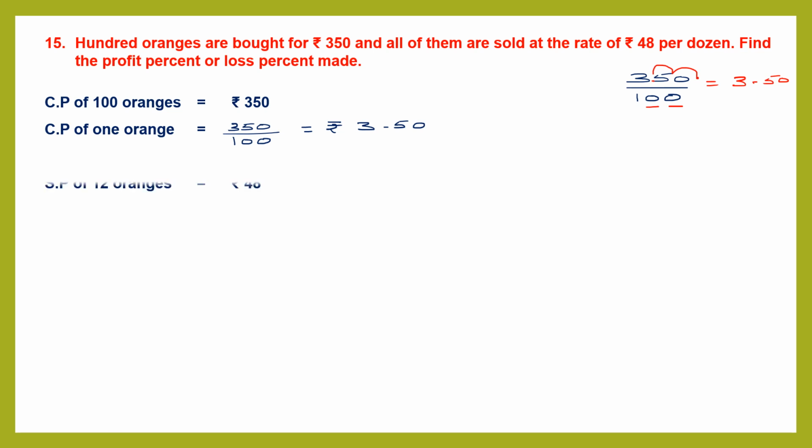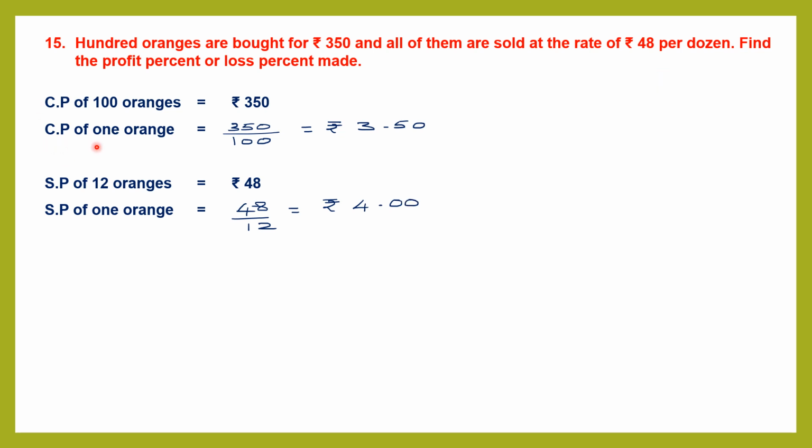Now we are told that they are sold at a dozen for 48 rupees. Even this is given to us in the question. Now we have to find the selling price of one orange. How do we do that? We divide 48 by 12. And we know 12 fours are 48. So that is 4 rupees.